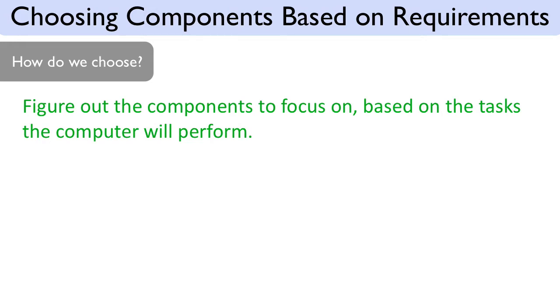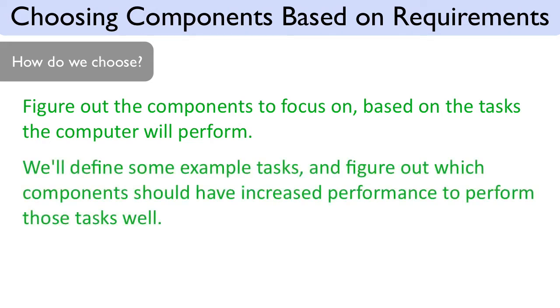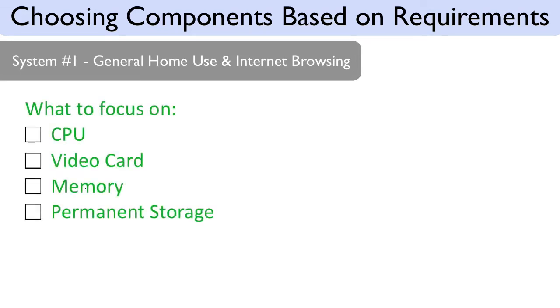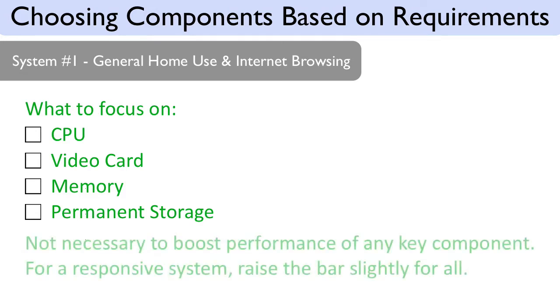Let's start by defining some tasks and figuring out which components should have higher performance than the others so that the task in question can be completed without any headaches. So our first system will be used for lots of things, general usage and internet browsing. This is the most common system for obvious reasons, and it'll be our first system build. You have a lot of wiggle room in component choice for a general usage system.